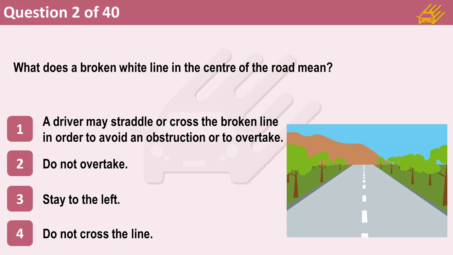What does a broken white line in the center of the road mean? 1. A driver may straddle or cross the broken line in order to avoid an obstruction or to overtake. 2. Do not overtake. 3. Stay to the left. 4. Do not cross the line.